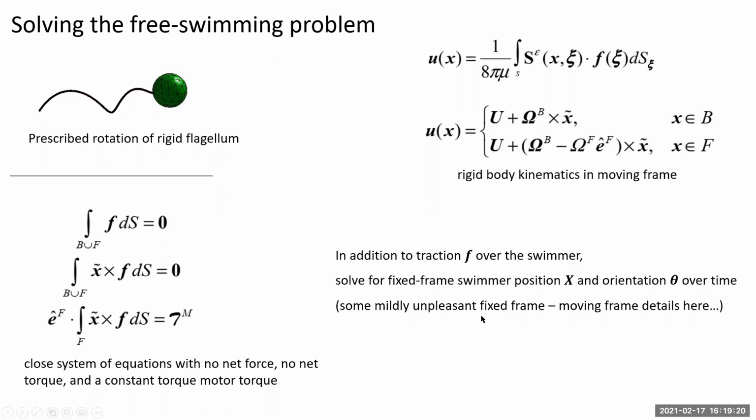And there's some details there because our rigid body kinematics were in a moving frame attached to the swimmer, but our final answer has to be in the fixed frame. Our x and theta are in the fixed frame. So there's some mildly unpleasant details, some unpleasant rotation matrices there that I won't bore you with, but they're in the paper.